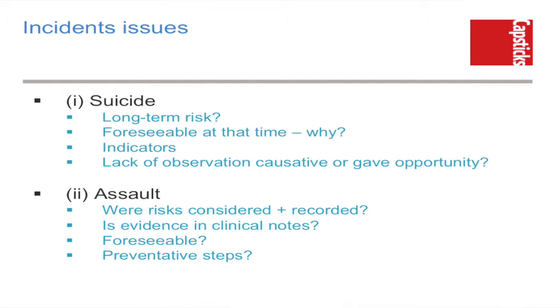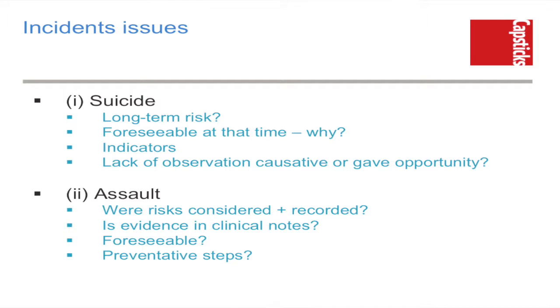So incident issues. Now, obviously I'm looking at the more serious ones. I'll skip suicide because that's pretty unusual. But if you're looking at assault, for example, some patients are very assaultative. So you're looking at whether the risks were considered and whether they were recorded. What's the evidence of that in the clinical notes? Are assaults foreseeable? They may be. You may or may not be able to do much about it, but you can put in place a care plan that seeks to minimise and take preventative steps. Those are the sorts of things with regards to that.